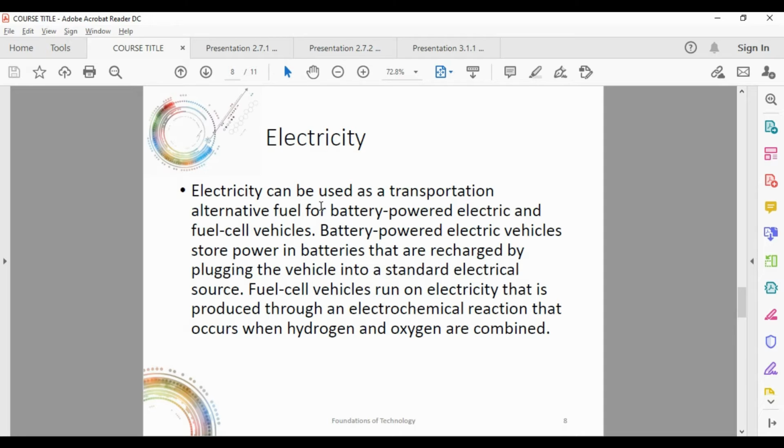Electricity can be used as a transportation alternative for fuel for battery-powered electric and fuel cell vehicles. Battery-powered electric vehicles store power in batteries that are recharged by plugging the vehicle into a standard electrical source. Fuel cell vehicles run on electricity that is produced through an electrochemical reaction that occurs when hydrogen and oxygen are combined.